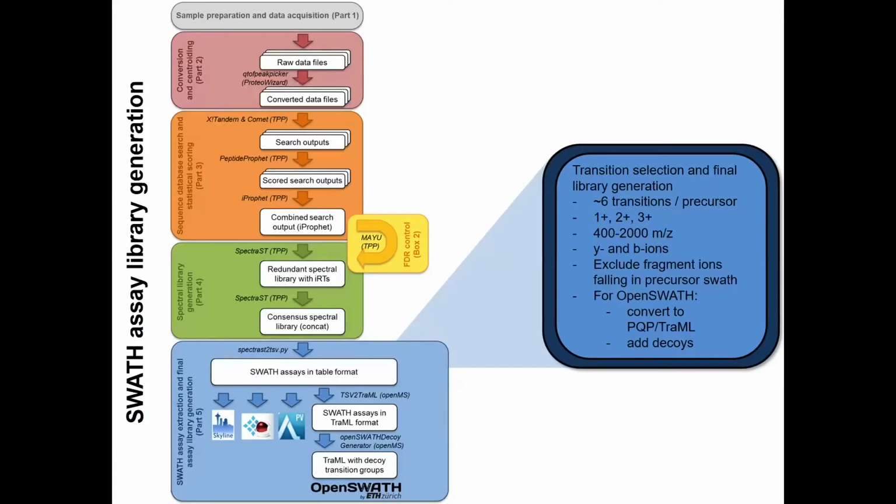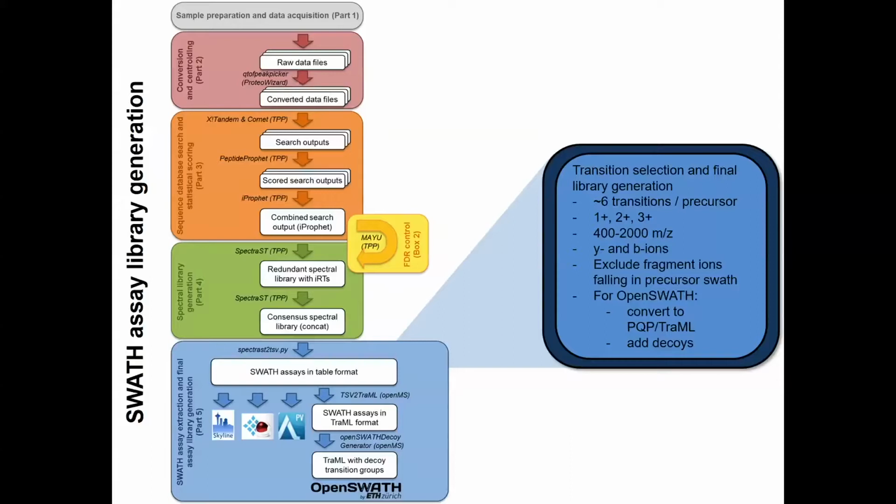Okay, so now we have these spectral libraries where we have one MS2 spectrum for every peptide precursor that we're interested in, and then we just need to do a little bit of filtering. We've found that around 6 fragment ions per precursor gives us a pretty good sensitivity and selectivity trade-off. There's no reason really to restrict the fragment ions.